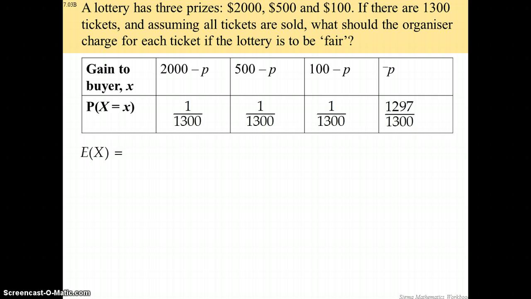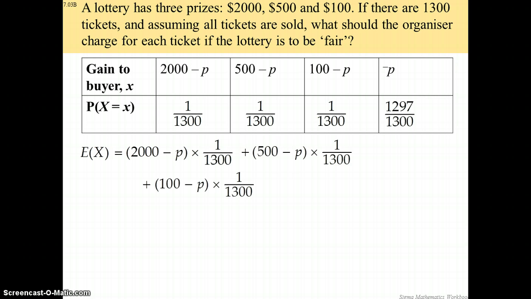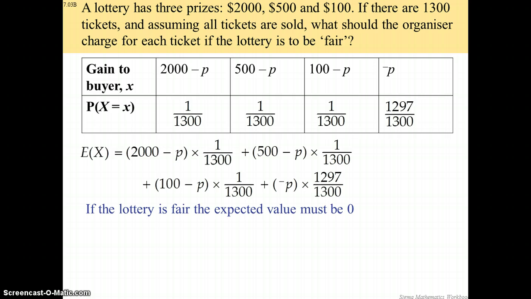Okay, here's our expression. Remember, it's outcome multiplied by probability, summing. Do you follow this? Probability multiplied by the outcomes in each case, summing up. The outcome must sum to 0 for it to be fair.